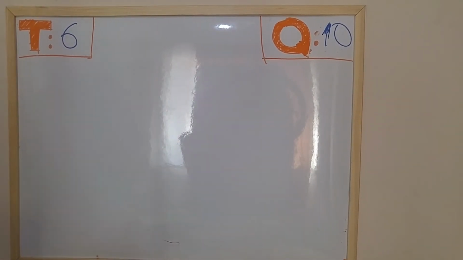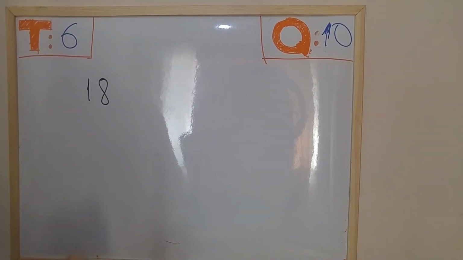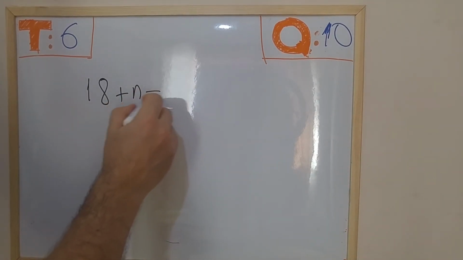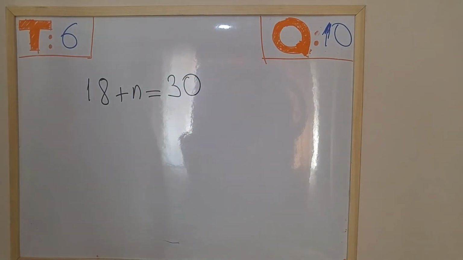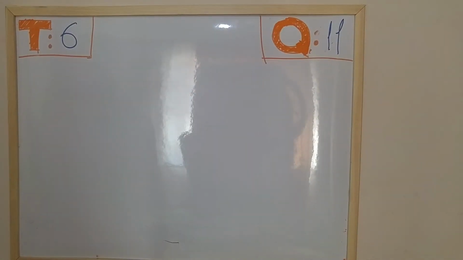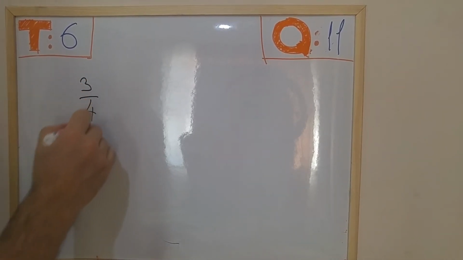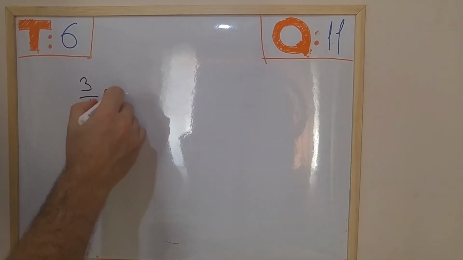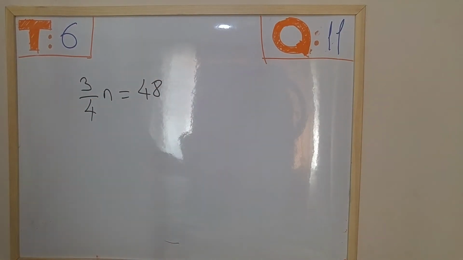Here we're asked 18 increased by a number is 30, so we have 18 here, increased by a number, say that number is n, is, or we can say is equal to 30. This is the expression. The product of 3 over 4 with a number, which can be given as n as in the choices, is going to be equal to 48. That's it.